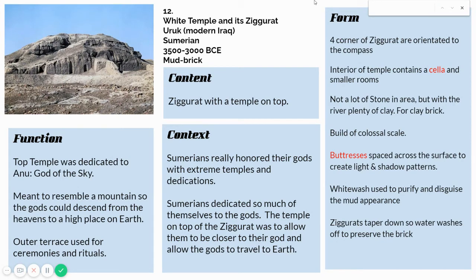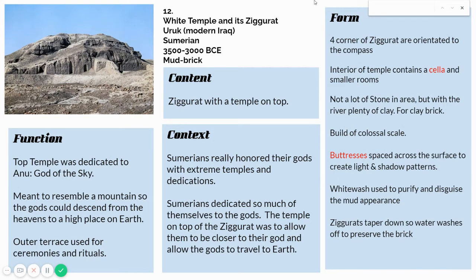The interior of the temple contains what's called a cella and other smaller rooms. The cella, which we will use as a vocabulary word throughout this entire content area, is usually where the deity resides. So the god or the goddess, or a symbol of the god or the goddess, like a statue of some sort, is usually placed in the cella, which is inside of the temple itself.